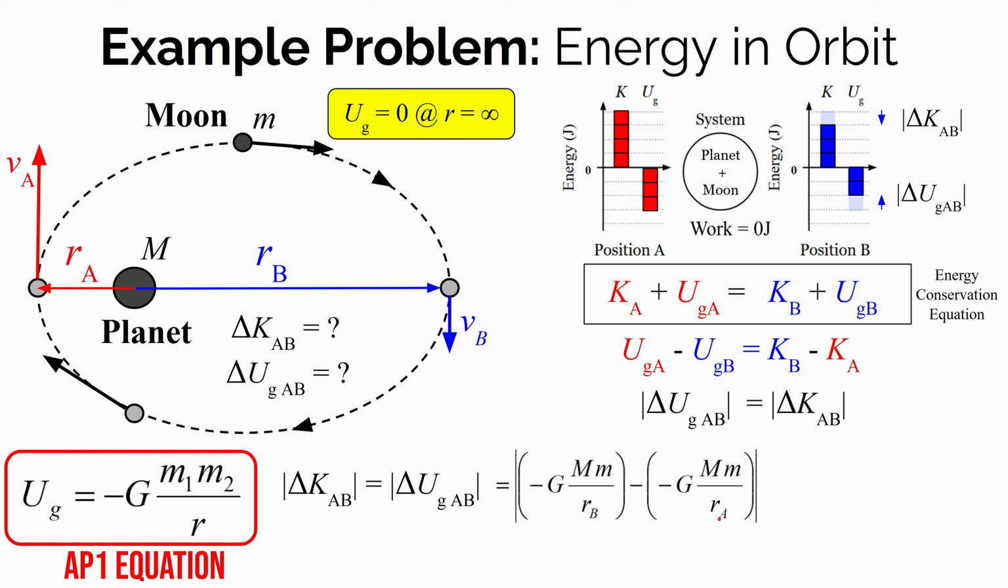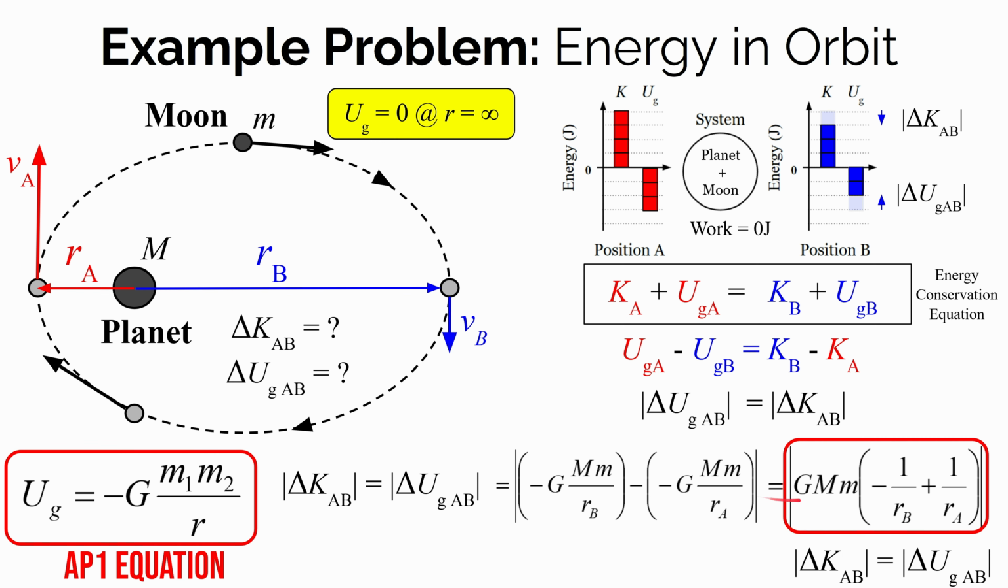new separation distance. So both terms have big G, big M, and little m in common, so let's factor that out and see what we have left over. If we factor that out, we get big G times big M times little m, and what's left over is -1 over R_B. We have minus a minus, so that turns into plus 1 over R_A. So this expression right here represents the difference in gravitational potential energy from A to B, and that's the same as the amount of change of kinetic energy as we showed up here.